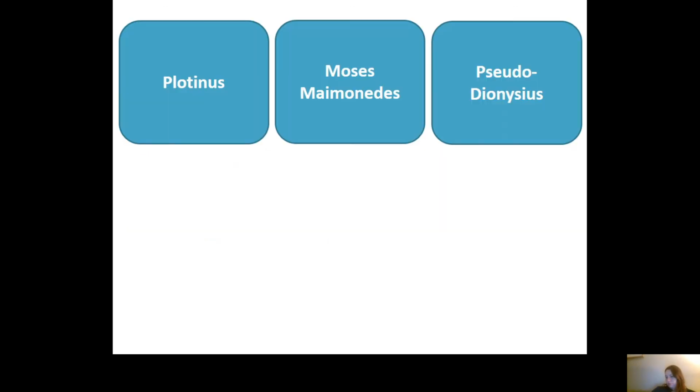So to find out a bit more about them and how they're involved in the via negativa, could you have a look, please, at pages 48 to 50 in the book and make notes on those three scholars? Thank you.